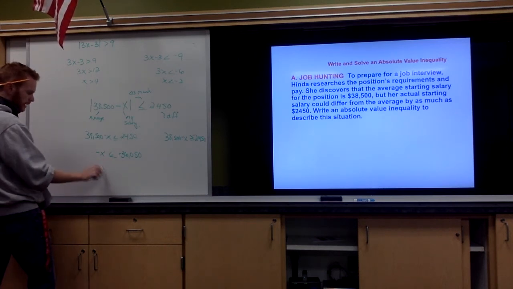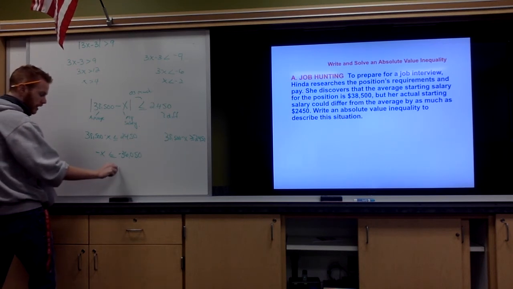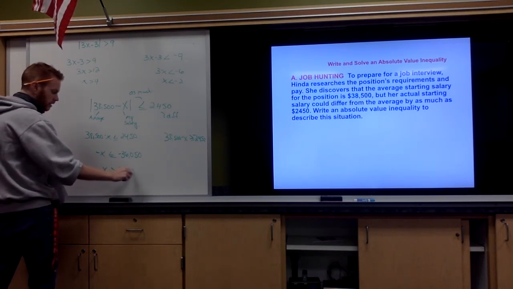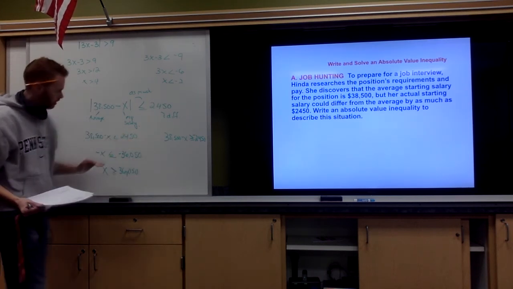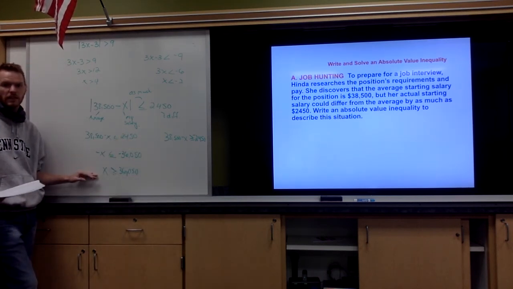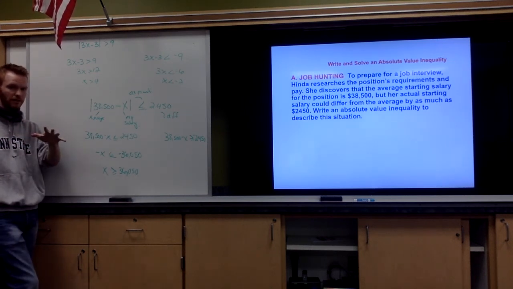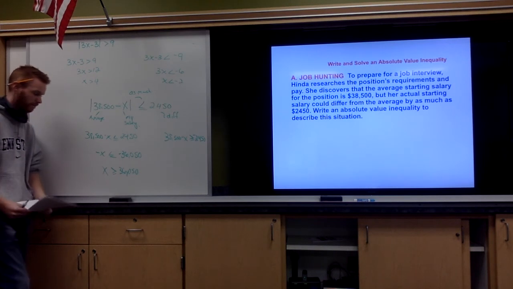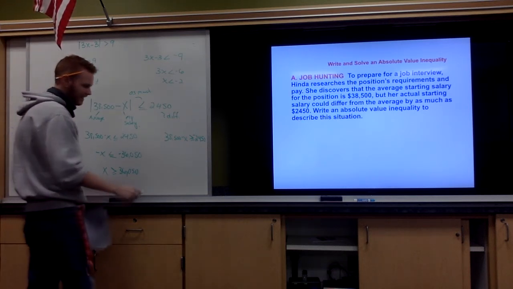Divide both sides by -1. Be cautious because we're dividing by a negative. We're going to switch the sign. I know we switched the sign over here, but the sign switched over here because of the negative. You got to keep those rules in mind. Just because you switch it once doesn't mean you're done. It just depends on the equation. So my starting salary is going to be at least $36,050. Could be bigger than that. Where's the ceiling at?